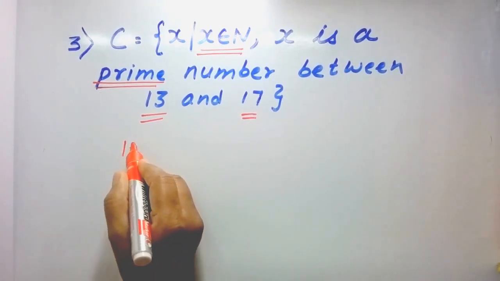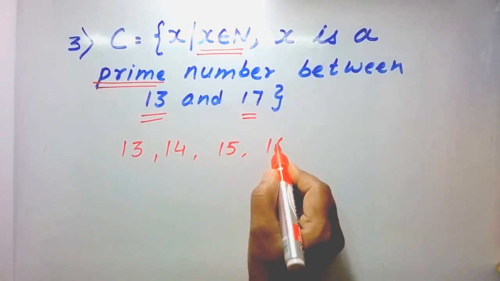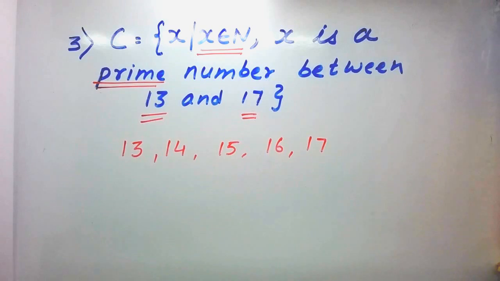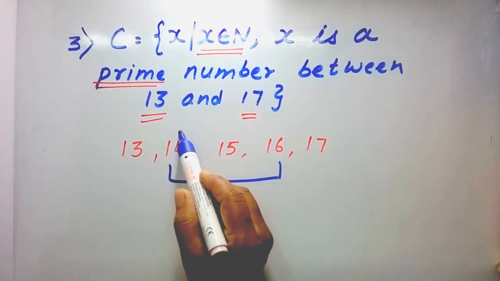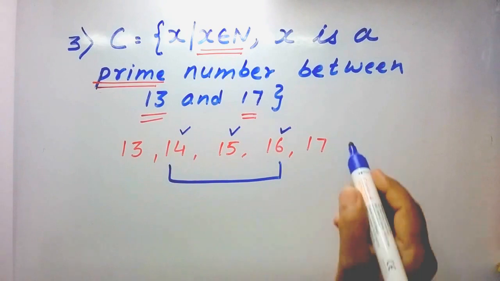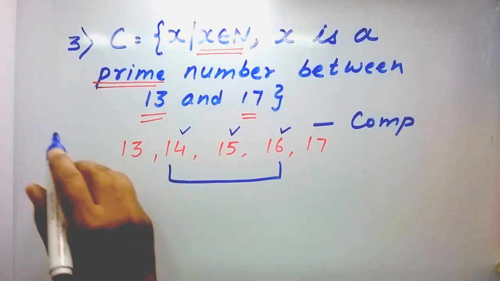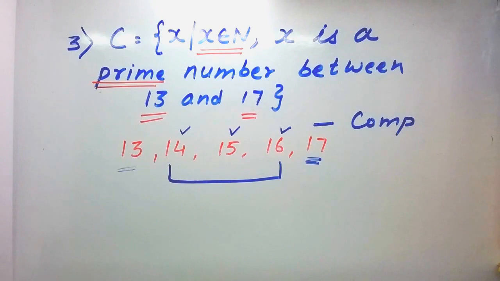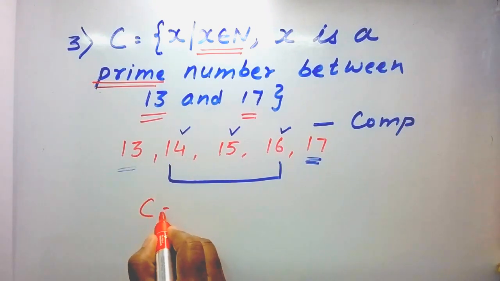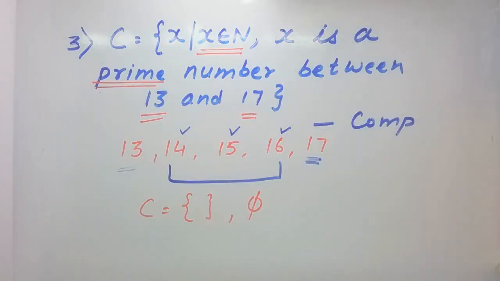So let's write the numbers. Include 13 also: 13, 14, 15, 16, 17. They have already told you it should be a number between 13 and 17, that is 14, 15 and 16. And if you see 14, 15, 16, all of them are composite numbers, not prime numbers. So you don't have any number between 13 and 17 which is prime. So the set C is an empty set, or you can write it like this, both of them are representing the empty set.